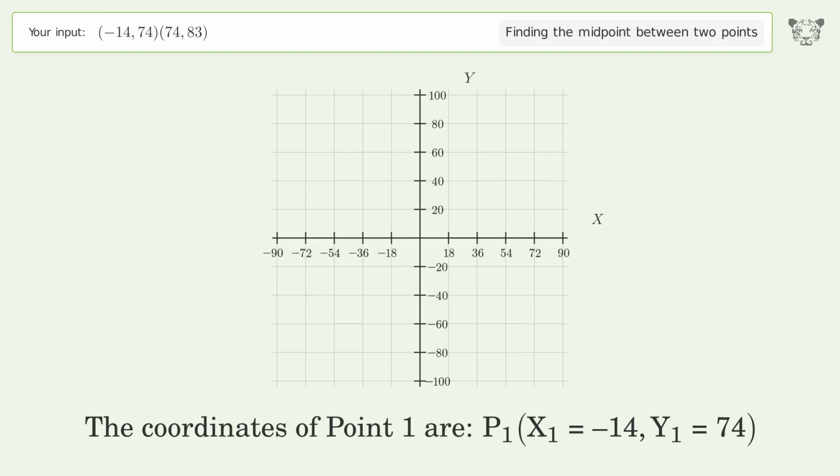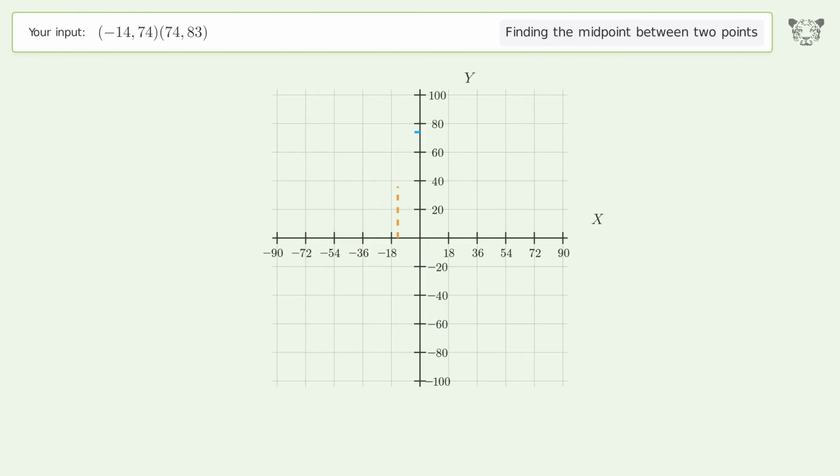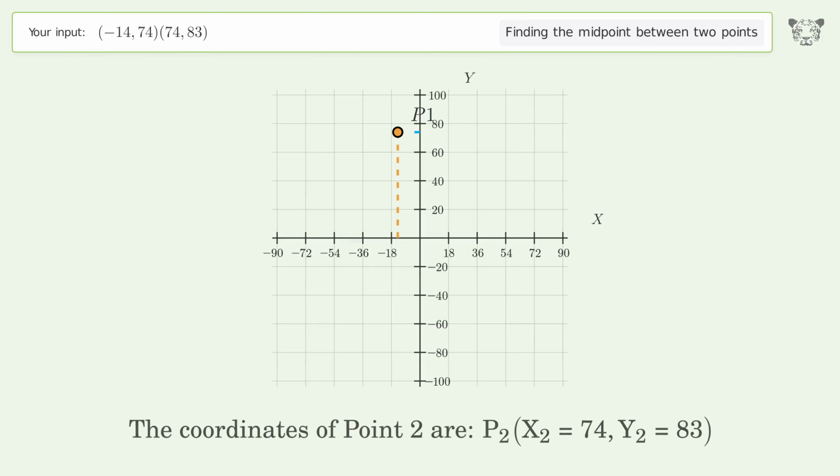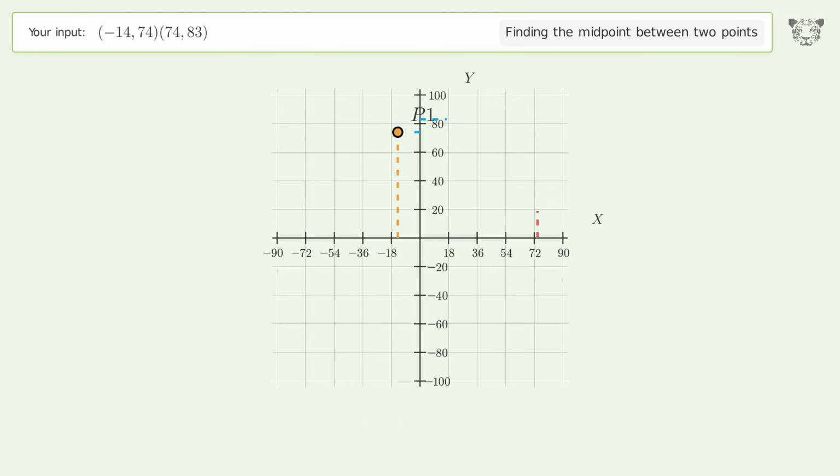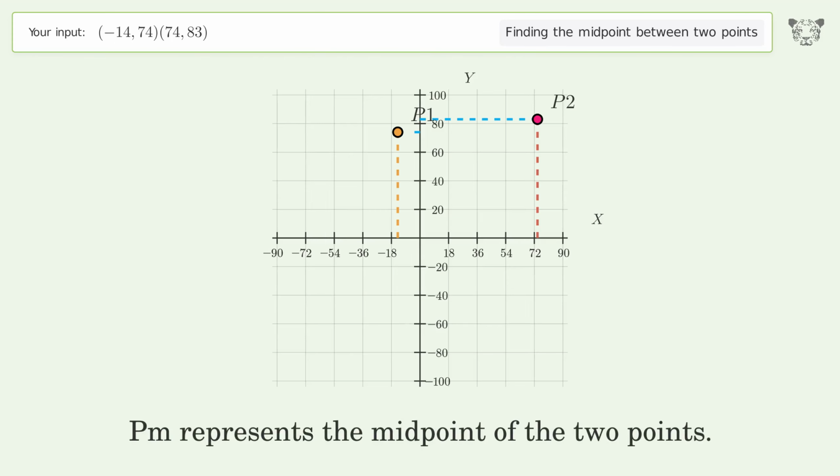The coordinates of point 1 are, x1 equals -14, y1 equals 74. The coordinates of point 2 are, x2 equals 74, y2 equals 83. PM represents the midpoint of the 2 points.